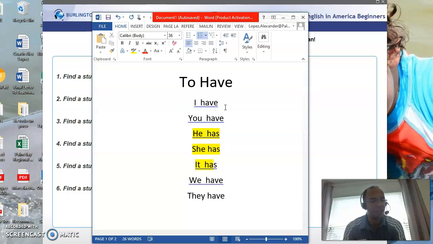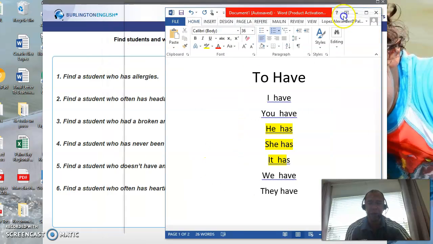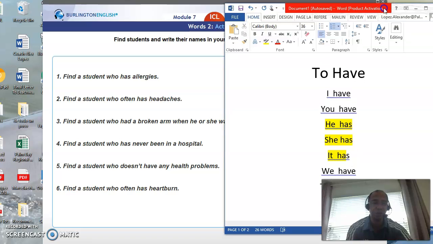We has, not correct. They has, not correct. He has, yes, that's correct. She has, that's correct. It has, correct. You may not say it have, she have, or he have. It's incorrect. Now, when you're using the form does, that is the only time that he, she, or it could use the regular form of the verb, the infinitive form.